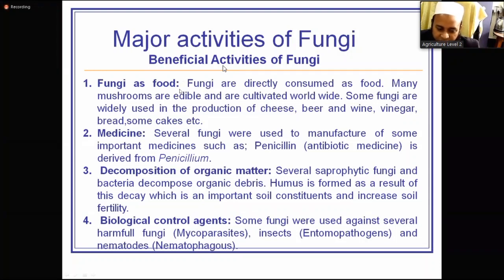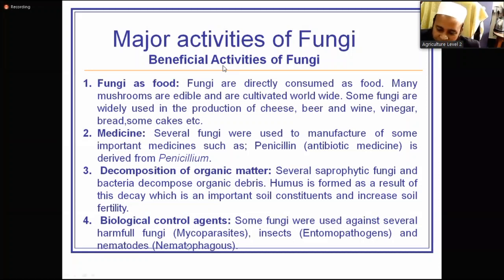So fungi give us food. We use fungi as medicine. Fungi also decompose organic matter. And the next one is biological control agents. Some fungi are used against several harmful fungi. We can control some harmful or parasitic fungi which cause disease to our plants by some other fungi which do not cause disease to us. So we can control one fungus by another fungus.